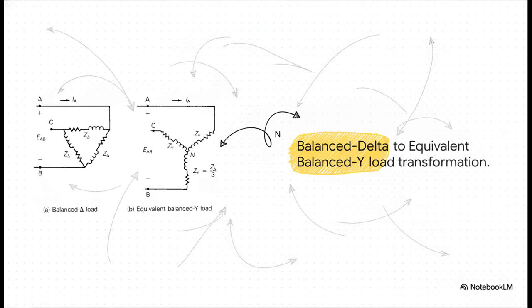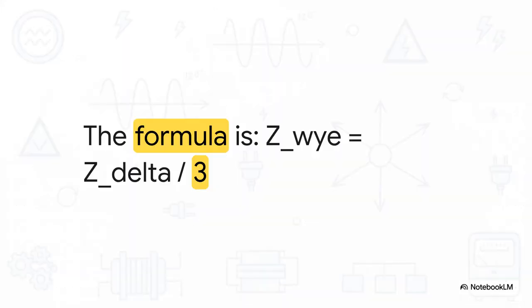Now, why do we even bother doing this? Because a Y connection gives us something a delta doesn't: access to a shared neutral point right in the center. It's like finding the anchor for the whole circuit. So here is the crucial point. You can collapse that complex delta network into a Y simply by dividing the delta impedance by 3. It's a beautifully simple formula. As long as your system is balanced, meaning the load impedances in all three phases are exactly identical, this direct mathematical conversion works perfectly every single time.